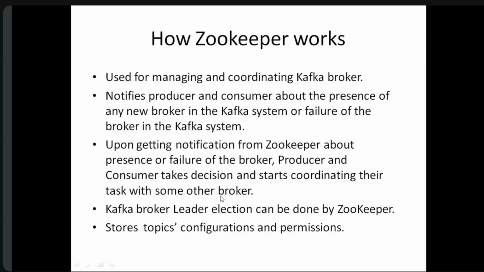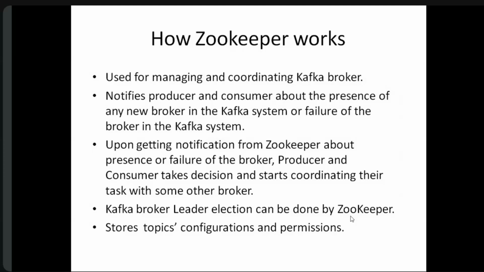Very simple. Fourth point is Kafka broker leader election can be done by Zookeeper. This also I explained. It will run some algorithm, and on the basis of the algorithm, it will decide who will be the leader for that particular partition. Generally, a leader will be selected on the basis of various factors. For example, what is the configuration of that machine? Does it have sufficient memory to host the partition or not?